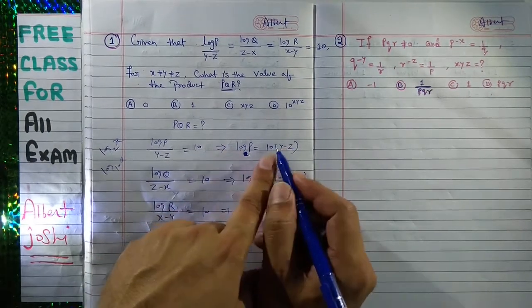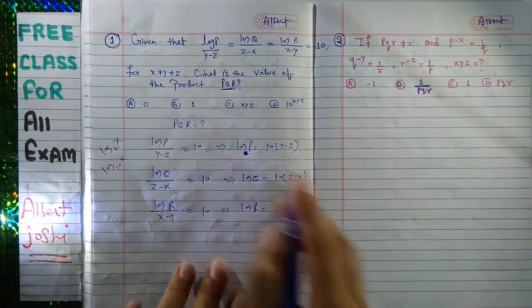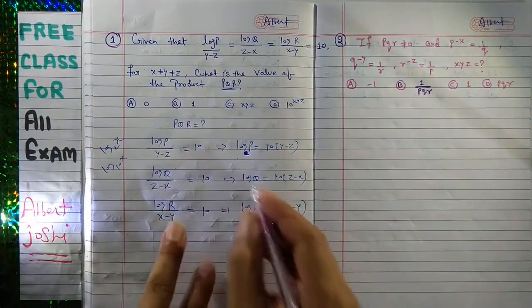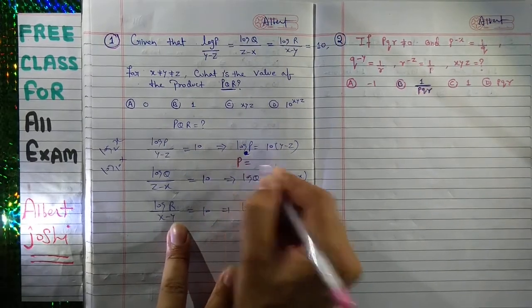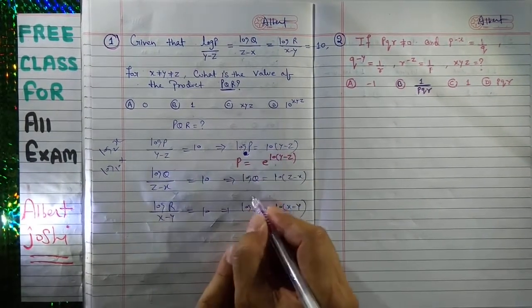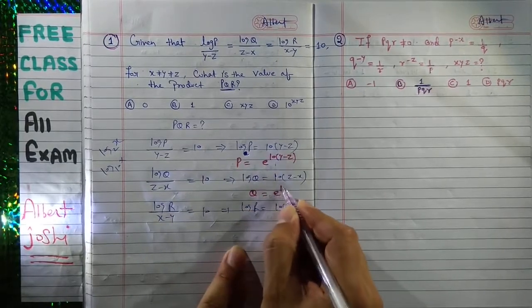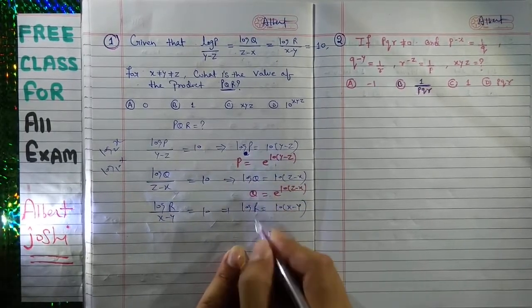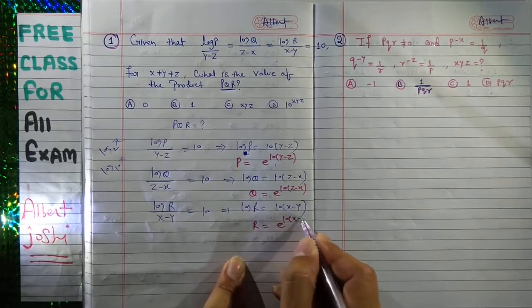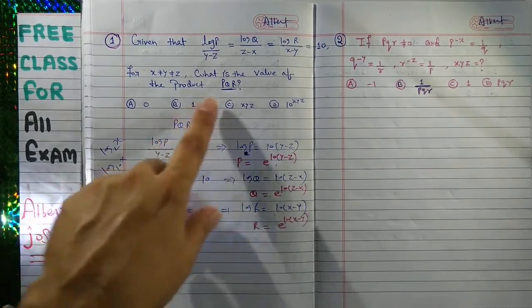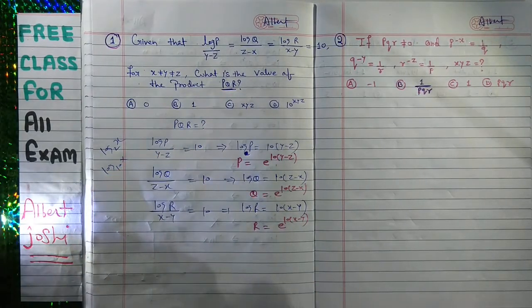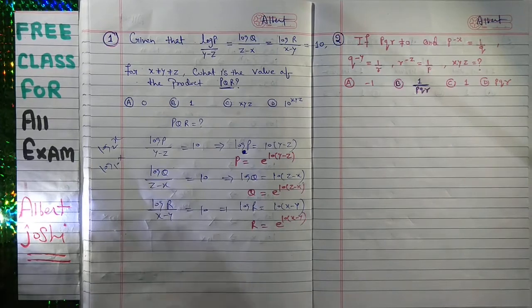In this condition you will write p is equal to e to the power 10y minus z, and that is also q is equal to e to the power 10z minus x, and that is also r is equal to e to the power 10x minus y. Now what he has asked is to find the value of pqr. So what will you do?